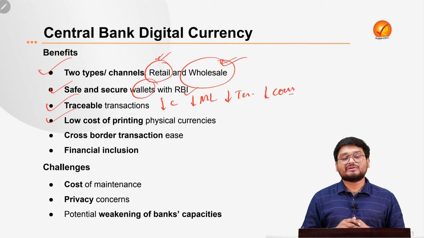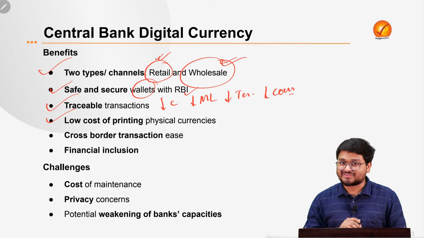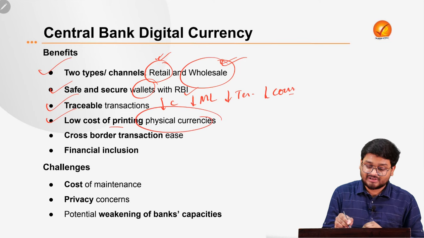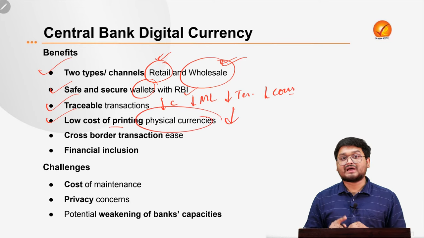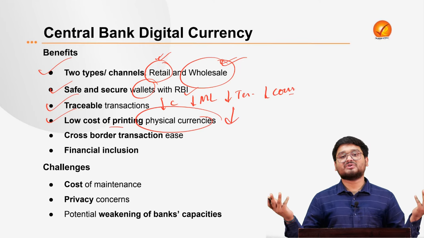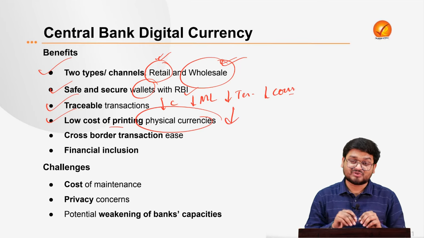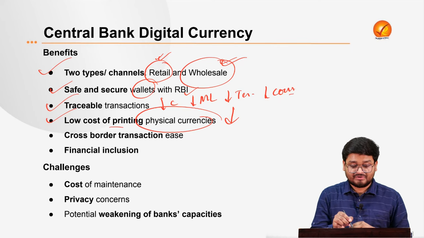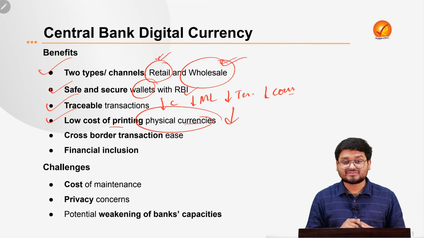Next, obviously, we find that if we issue more and more digital currencies, or if RBI is issuing more and more digital currencies, the cost of printing physical currencies will be going down. So maybe at one time in the future, say 50 or 100 years from now on, maybe we'll be entirely only transacting using digital currencies, right? So there will be no cost of printing of currencies or physical currencies. So this will save a lot of funds for the governments.